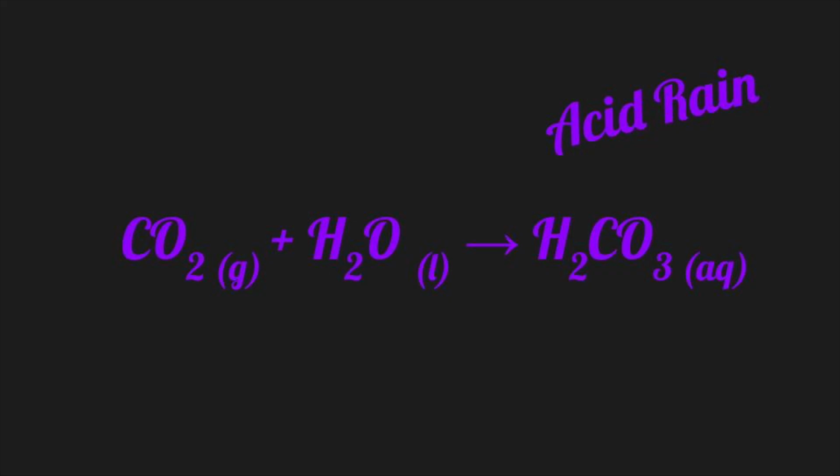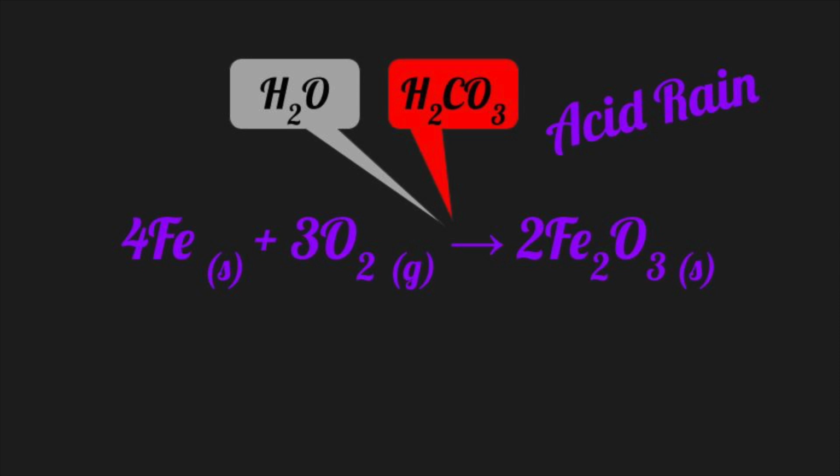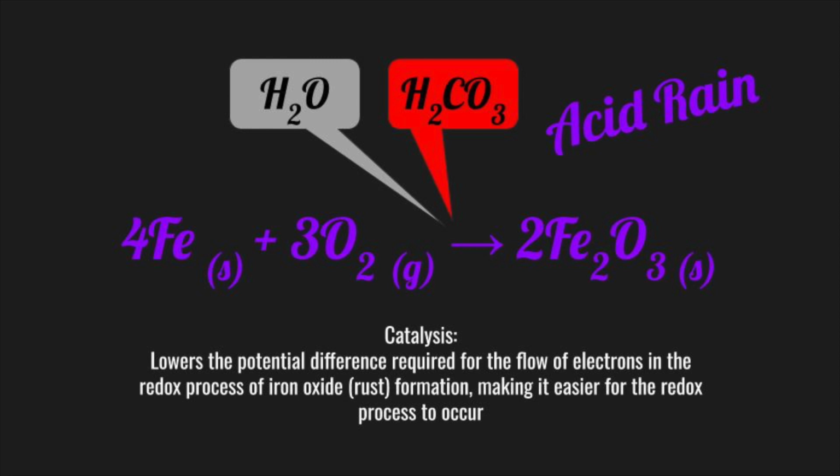And the carbonic acid actually forms in this reaction: carbon dioxide gas plus H2O, which is water, gives us carbonic acid, H2CO3. Once this acid has been formed in the water, and it is soluble in the water, the acid actually catalyzes rust formation on surfaces when the rain comes in contact with the buildings and the structures and the sculptures and the railway stations.